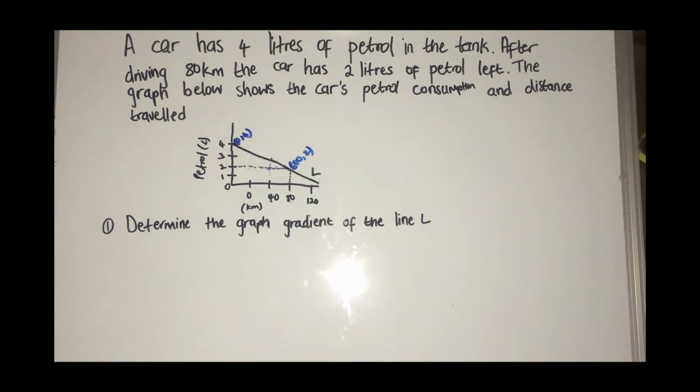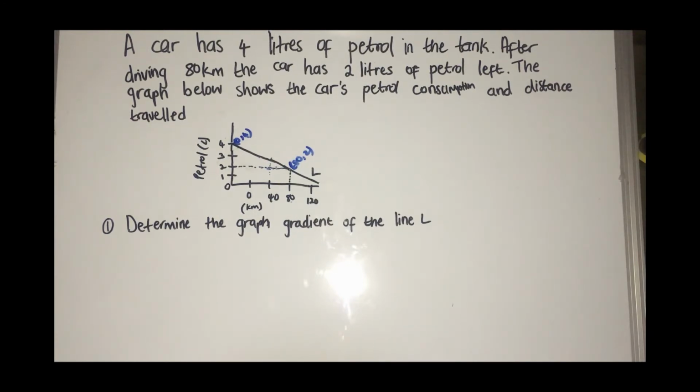Our next question says a car has 4 liters of petrol in the tank. After driving 80 kilometers, the car has 2 liters of petrol left. The graph below shows the car's petrol consumption against the distance traveled. Now determine the gradient of the line L.